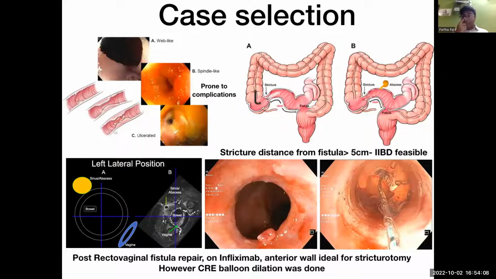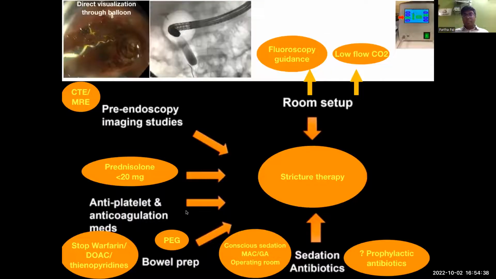Even if the stricture is refractory, as you can see in this patient who keeps coming back, this is a patient who has earlier undergone a repair for a rectovaginal fistula. We are hesitant to do an incision on the anterior wall, because usually, in the left lateral position, the vagina and all the important organs are on the anterior side. The patient is not accepting the risk of reopening of the rectovaginal fistula, so we are still maintaining with endoscopic balloon dilatation. So discussing with the patient is also important.